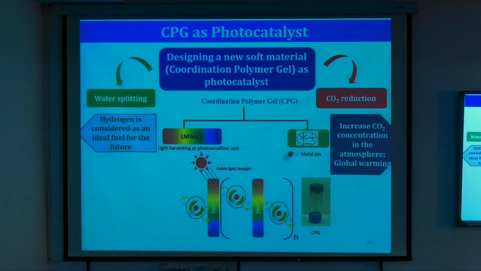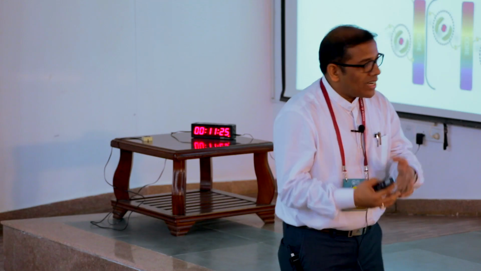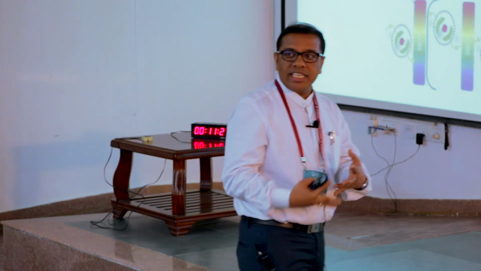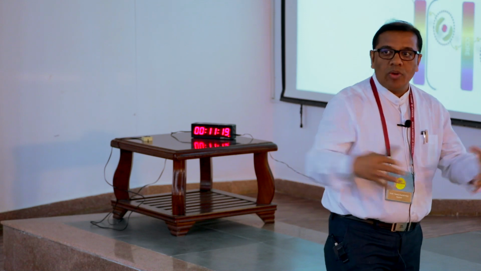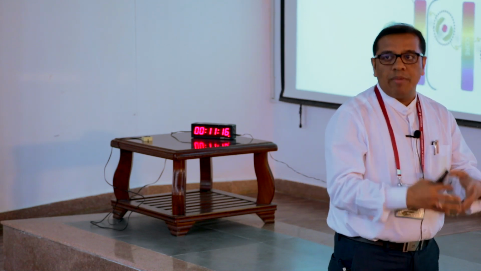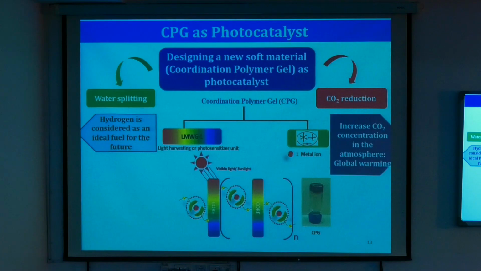So whatever core I am adding there, the core can be the photosensitizer, or the light-harvesting unit. When you connect to the metal ion, the metal ion can act as a catalyst, or you can also put a co-catalyst into the system, have it co-localized in the system, and get such catalytic activity.